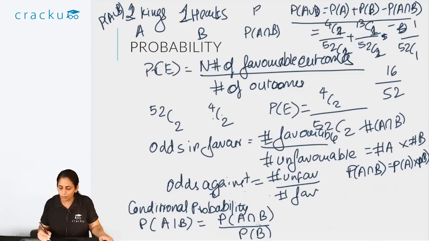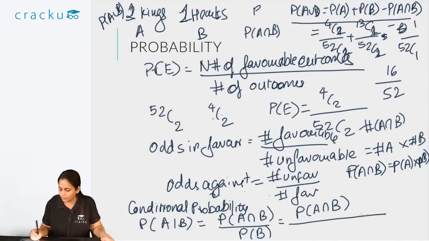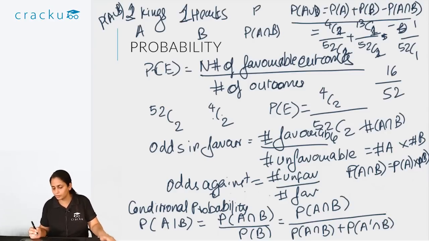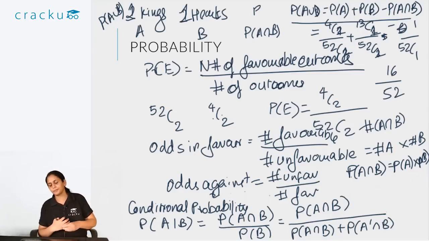Now suppose you don't actually know the probability of B. The way you calculate it is you say P of A intersection B divided by P of A intersection B plus P of A dash intersection B. If you add both of these together, you get essentially the probability of B occurring. So this is the concept of conditional probability.